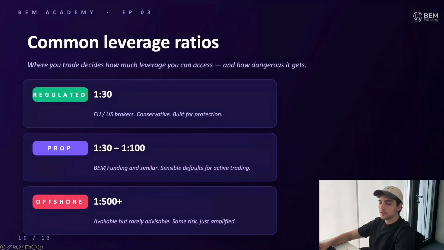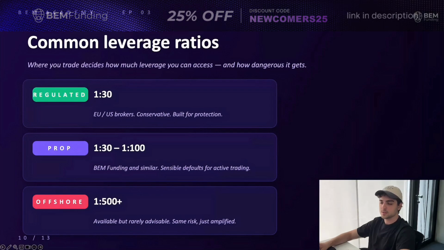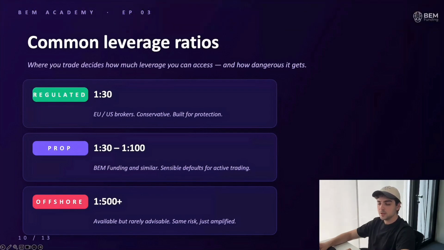At BEM funding, you'll see leverage between 1 to 30 and 1 to 100, sometimes 1 to 50 for Forex, and 1 to 20 for indices and commodities. Regulated brokers in Europe and the US offer 1 to 30. Offshore brokers may offer 1 to 500 or even 1 to 1000. But that doesn't mean you should use it. The smartest traders use only a fraction of the leverage available to them. Always.